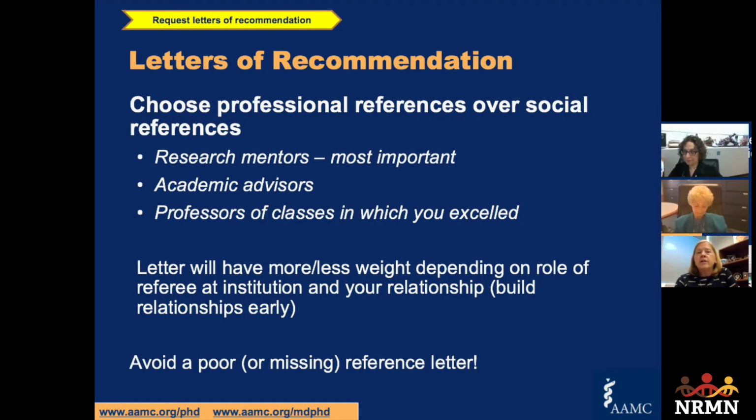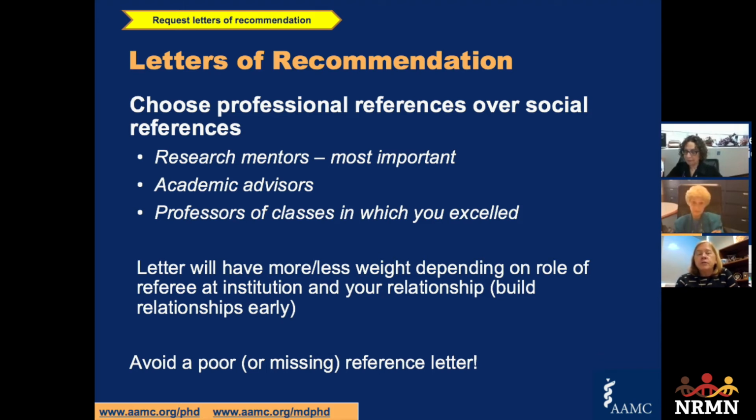Okay, now let's talk about another very important part of the application, and that is letters of recommendation. You should always choose professional references over social references. And what I mean here is the very best letters come from any research mentor that you have had.